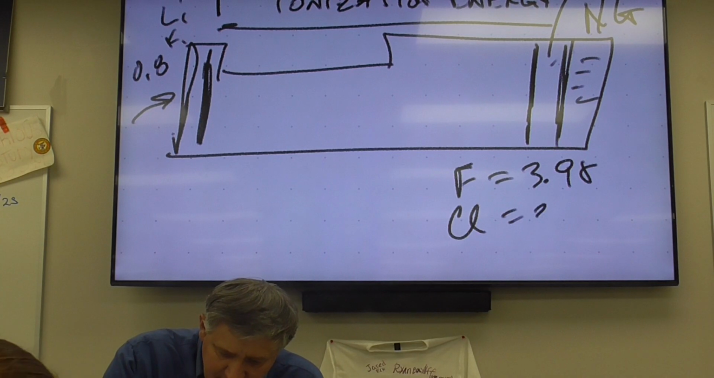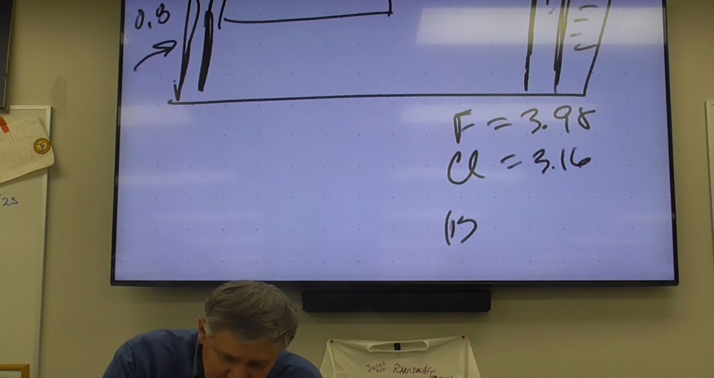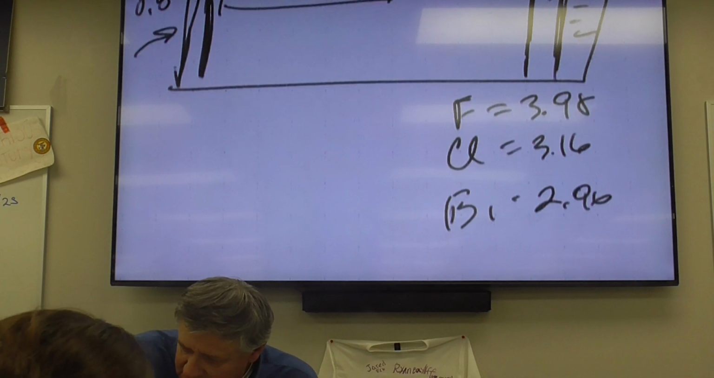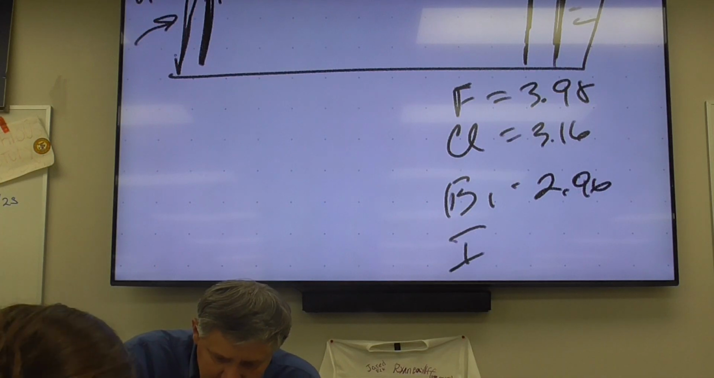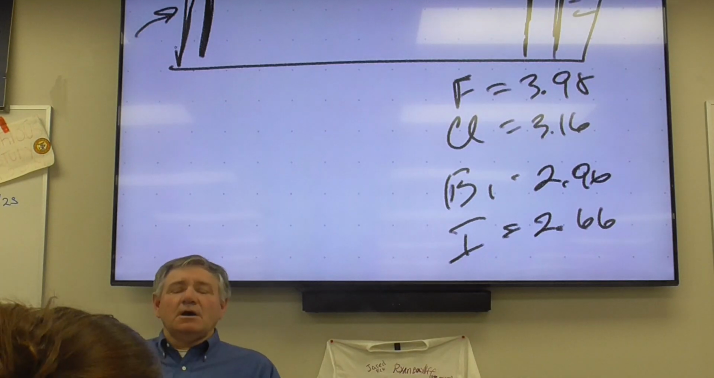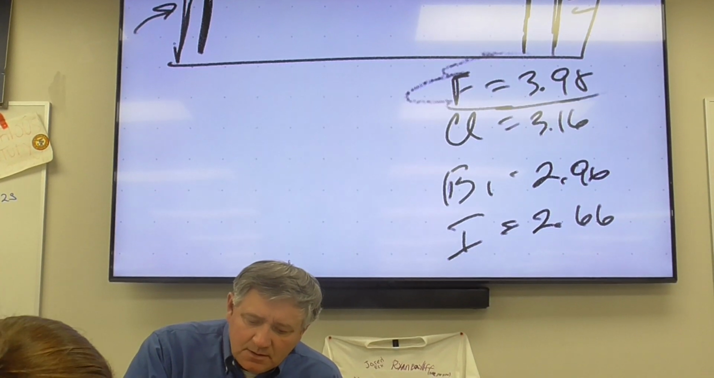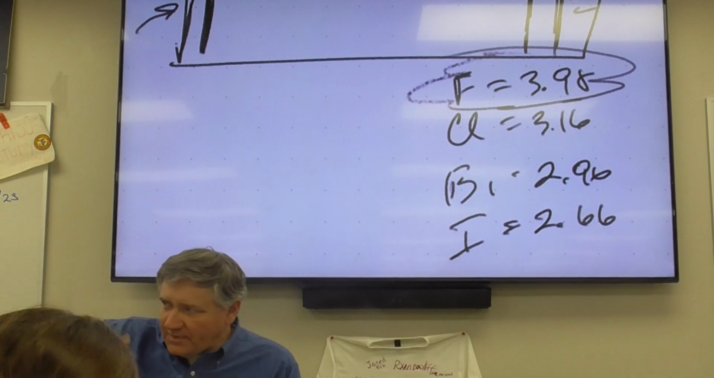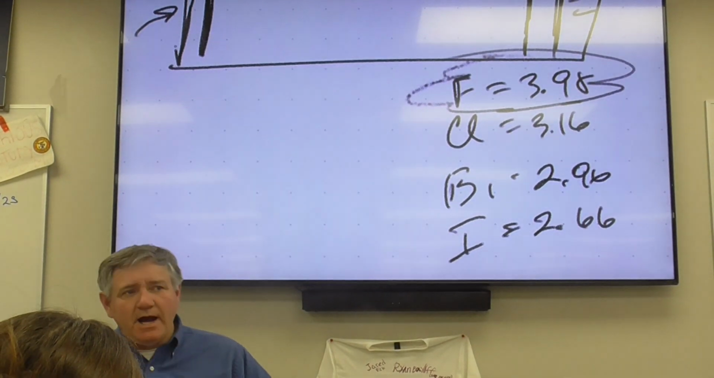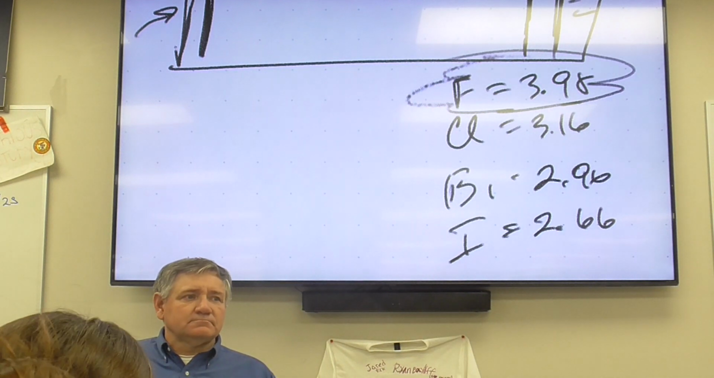Chlorine is 3.16. Bromine, this would be so much easier if you guys had this, 2.96, and iodine is 2.66. Okay, so why do you think fluorine, of all of the halogens, has the highest electronegativity? Because those electrons are the closest to the nucleus.